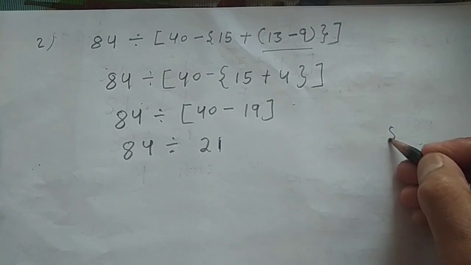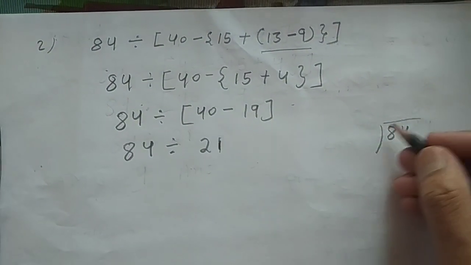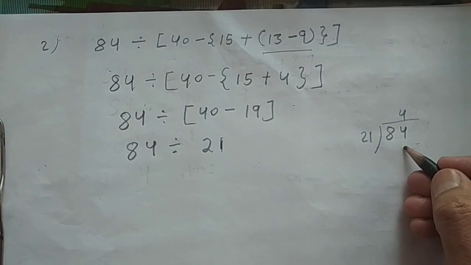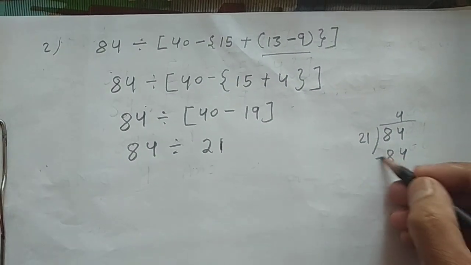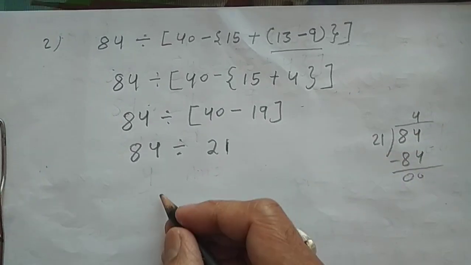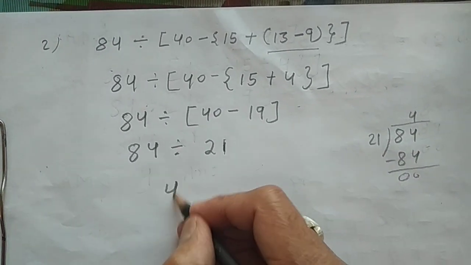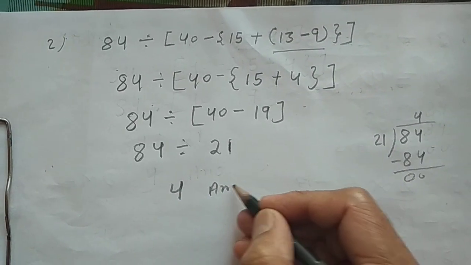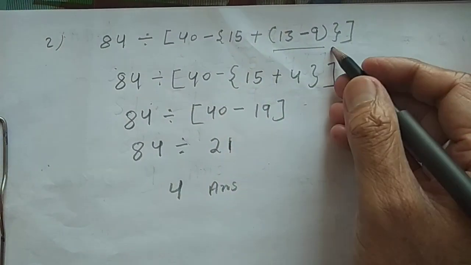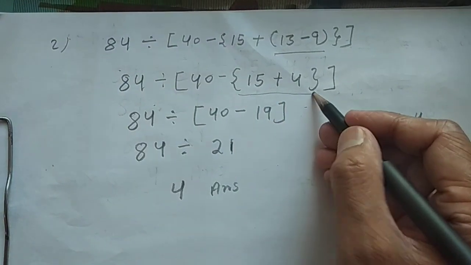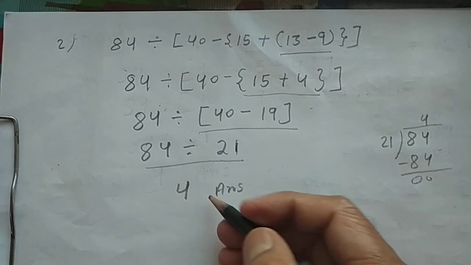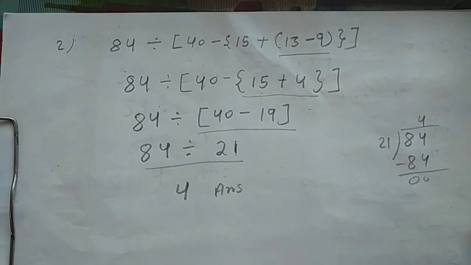See, 84 divided by 21, into 4, 4 ones are 4, 4 twos are 8. So 4. This is our answer. So first we have solved this bracket, then this bracket, then this bracket, then this process. Our answer is 4.